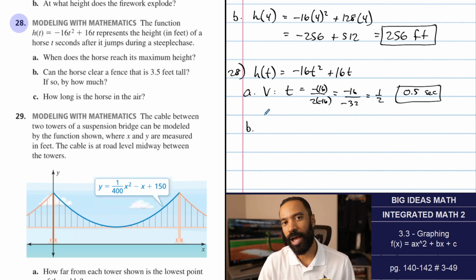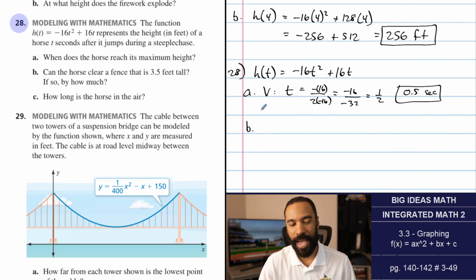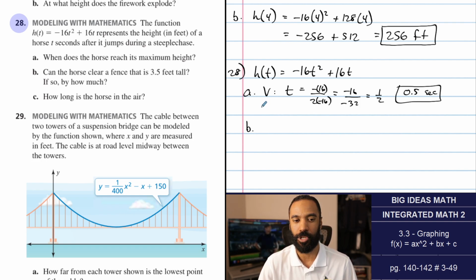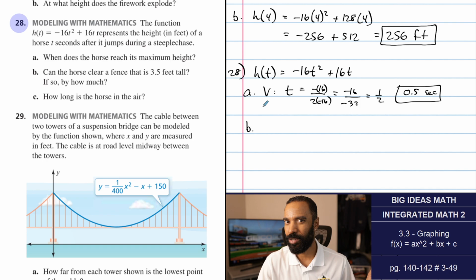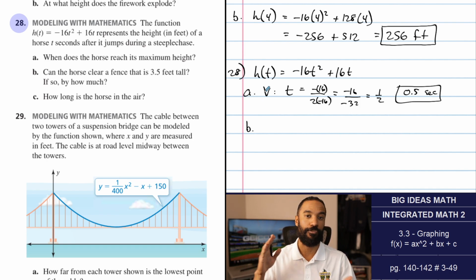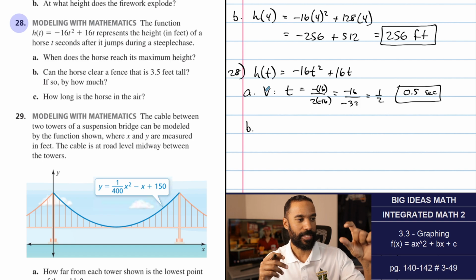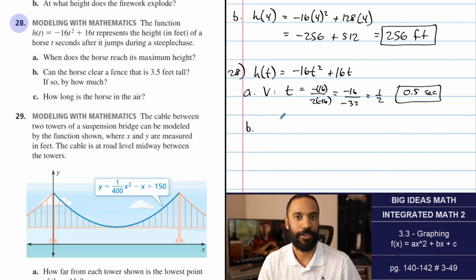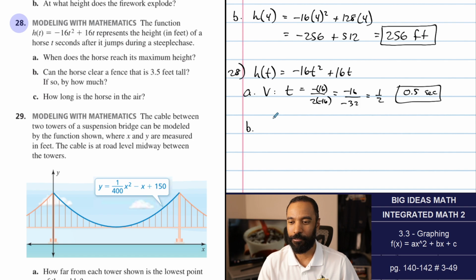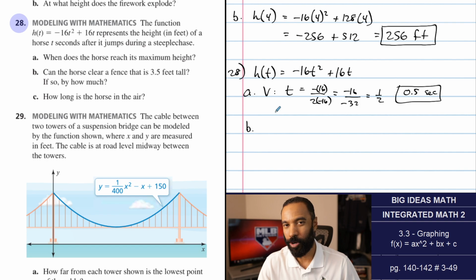Now, part B does not ask you what its maximum height is, but they ask a variation of it. Can the horse clear a fence that is 3.5 feet tall? If so, by how much? We want to figure out its maximum height to see if it could clear it. If it's 4 feet, that's half a foot above, so subtract 3.5 from it. If it can't clear it, we'll say how much it failed to clear it by. Half a foot more, and it wouldn't break its leg. So let's hope this poor horse clears the fence.